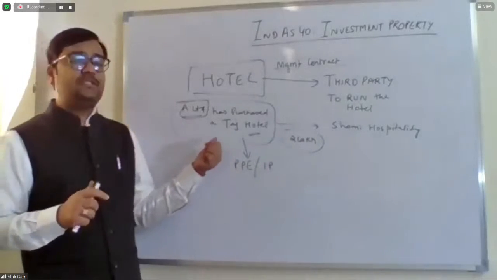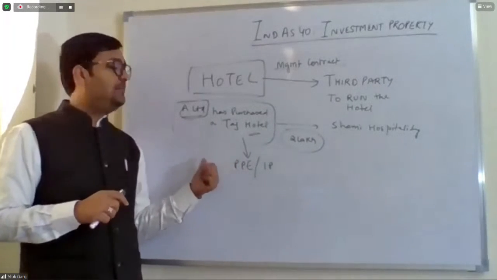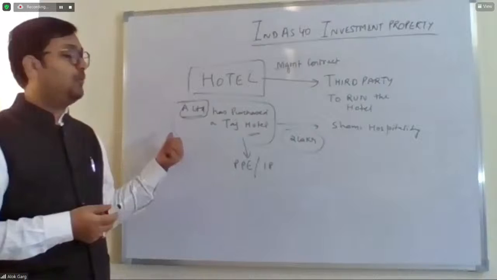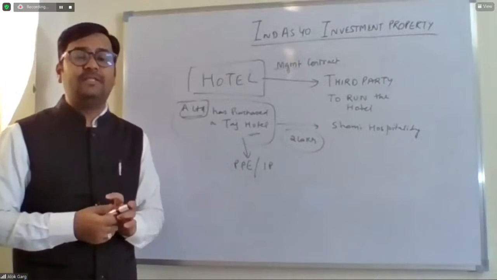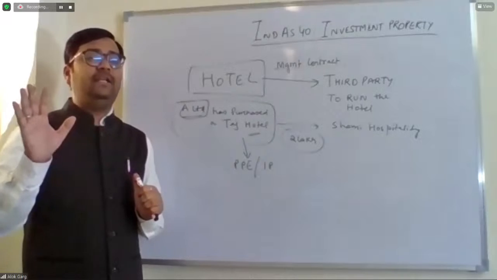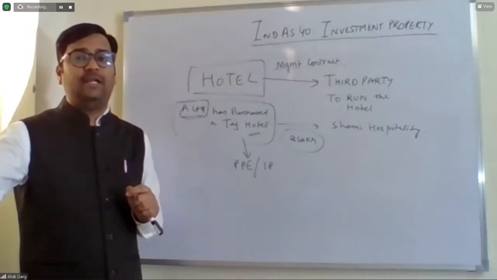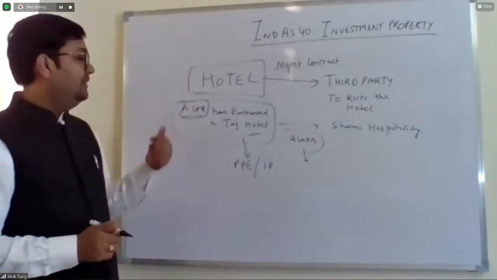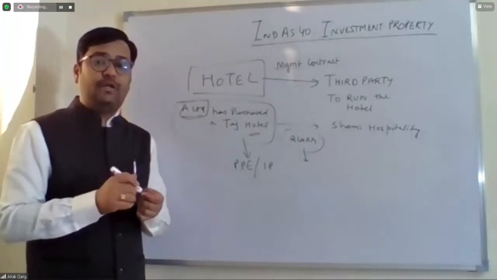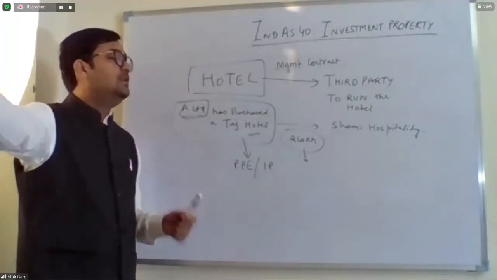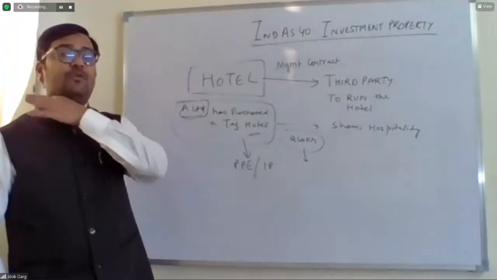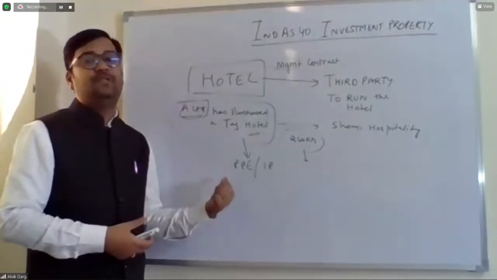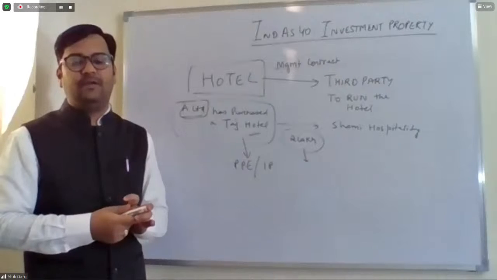In that case, this Taj Hotel has to be shown as PPE or investment property in the books of A Limited. The standard says it has to be shown as an investment property, because A Limited is not involved in the day-to-day running of the hotel. A Limited is only concerned with a fixed amount, which is considered as a rent amount. So if A Limited has given a hotel to a third party under a management contract, that hotel will be shown as an investment property in the books of A Limited. But if A Limited is running the hotel on its own, it will be shown as property, plant and equipment.